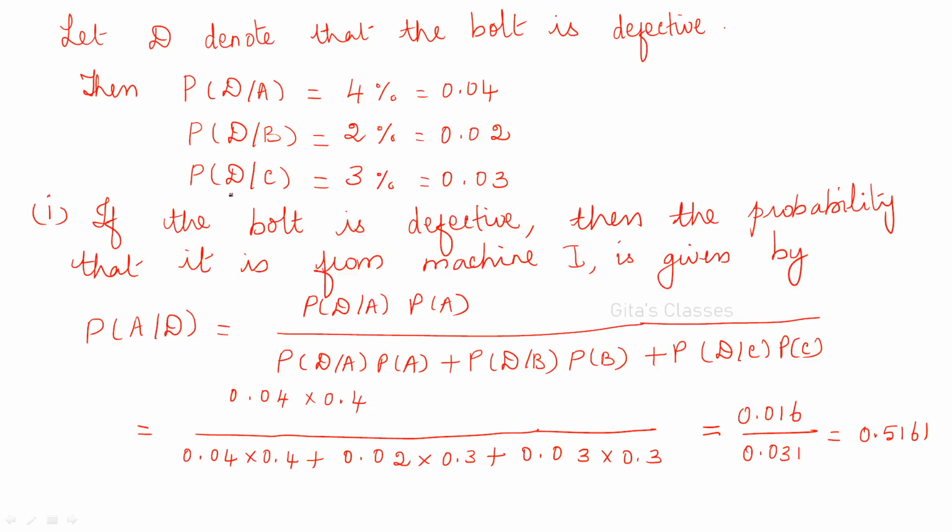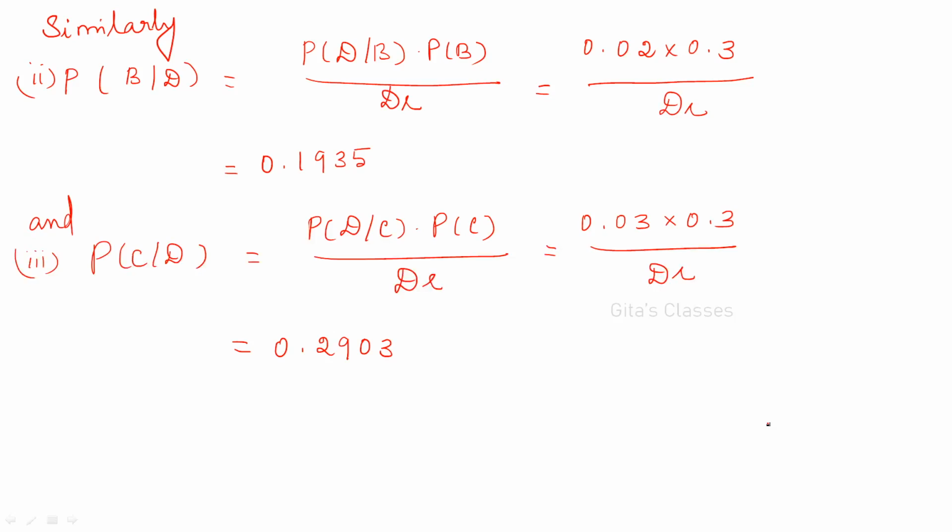We are using Bayes theorem for this. The denominator is going to be the same whether it is from machine 1, 2 or 3, so only the numerator will change. This is the formula; if you substitute, you will get these values. And if you want a detailed explanation of Bayes theorem, we have a separate video for that in the channel, so you can go through that.